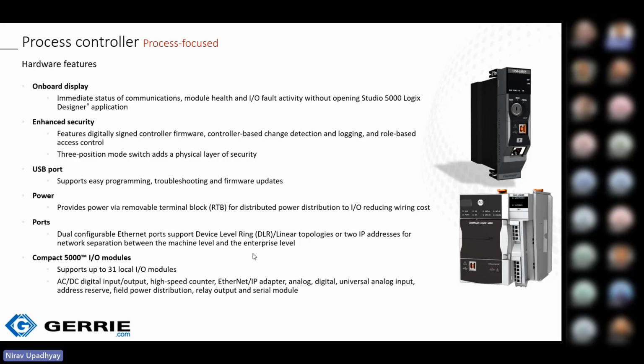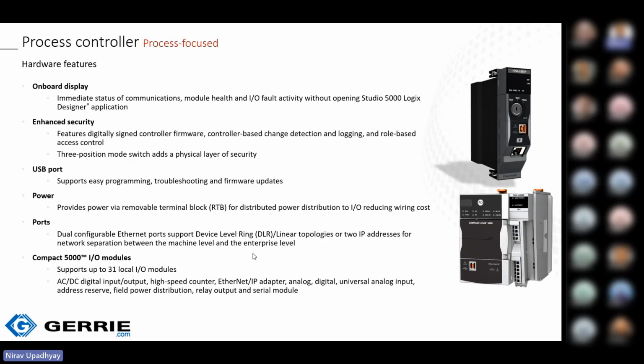Power is provided via the RTB, the removable terminal block, for distributed power distribution for IO. There are dual configurable Ethernet ports which support DLR and linear topology, or 2 IP addresses for network separation between the machine level and the enterprise level. So you can differentiate the L1 and L3 layers.